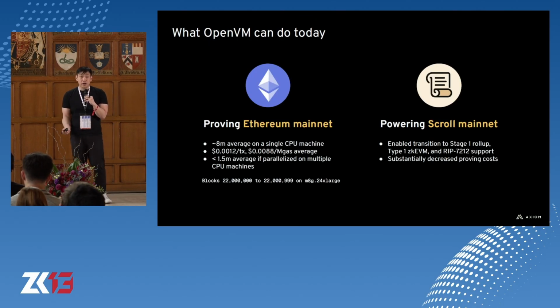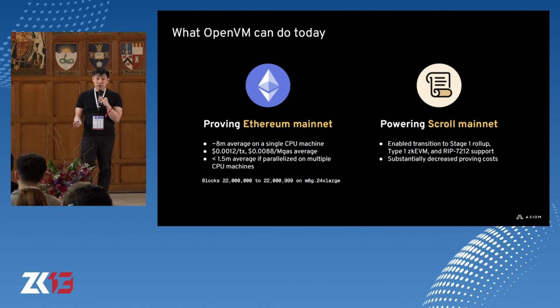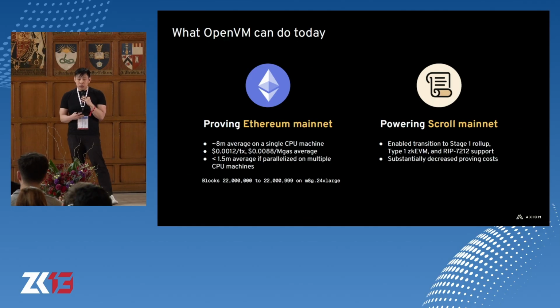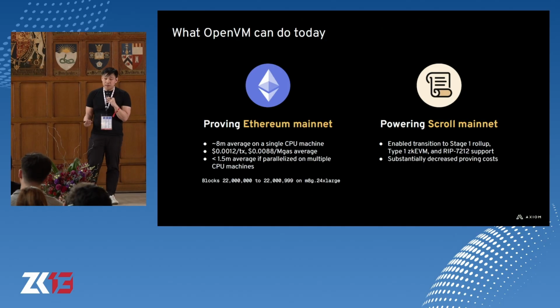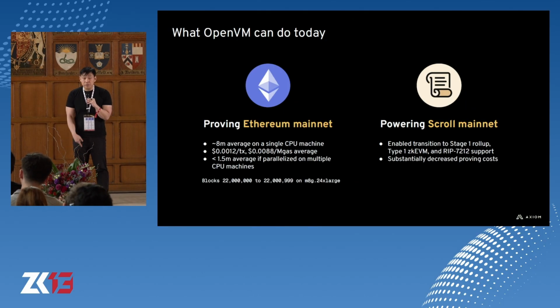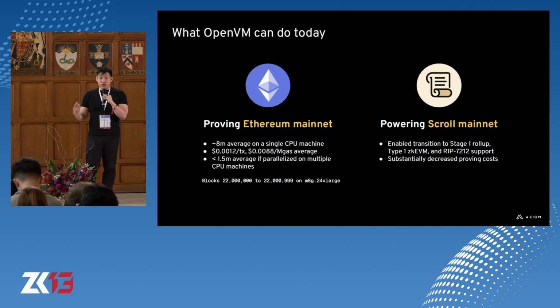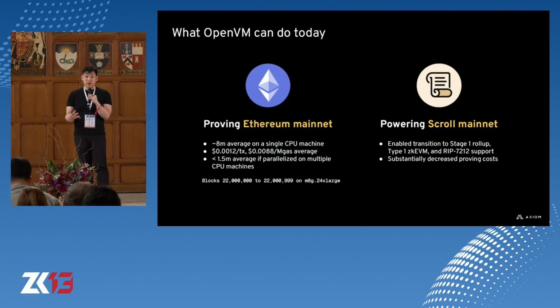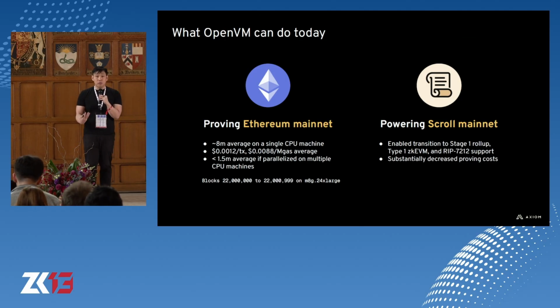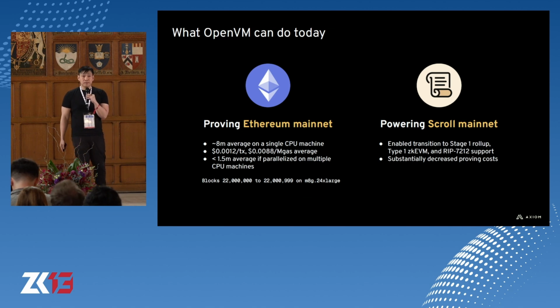So let me just tell you concretely what OpenVM can do today. So we're able to prove Ethereum mainnet blocks. Currently, we have a CPU prover. And on a range of 1,000 recent blocks, we're able to prove in 8 minutes average for close to 0.1 cents per transaction. If parallelized, we're projecting around 90 seconds parallel. We just went live on Scroll mainnet last month, and they were able to see a number of the benefits of actually using a zkVM instead of using handwritten ZK circuits they had previously.